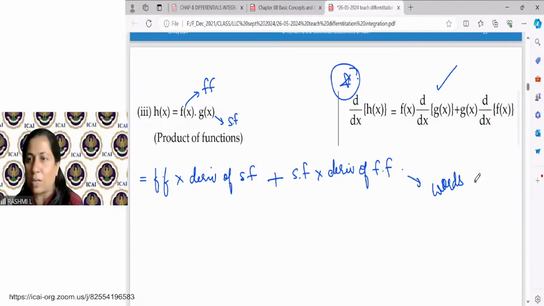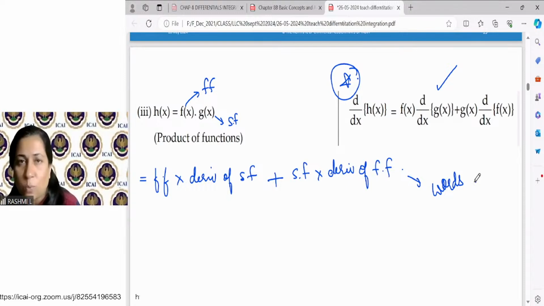So I don't have to worry, because if you have studied this in your class 12, the symbols may be different. They may be using xy or some other, and here we are using fg. If you're getting confused, all you need to do is just put it in words.